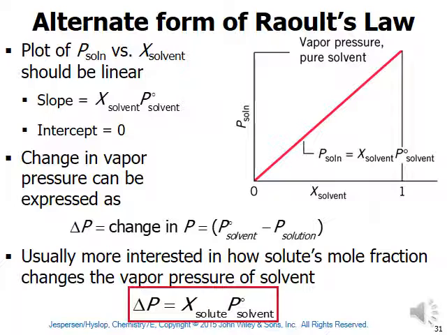And this just shows you how that happens. The change of the vapor pressure is going to be related to the amount of solute you add to it. So the more solute you add to it, the more the vapor pressure is going to change.